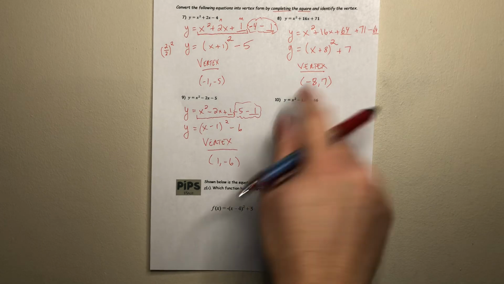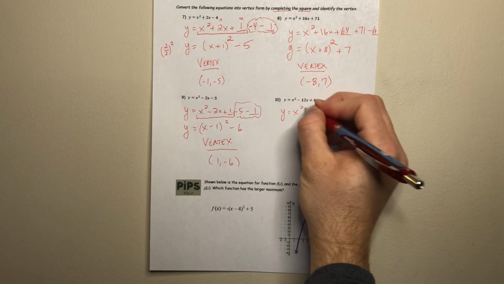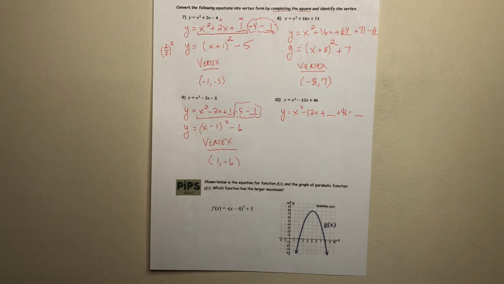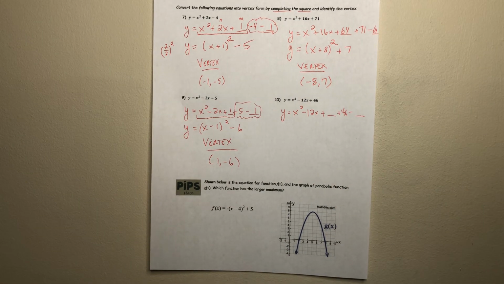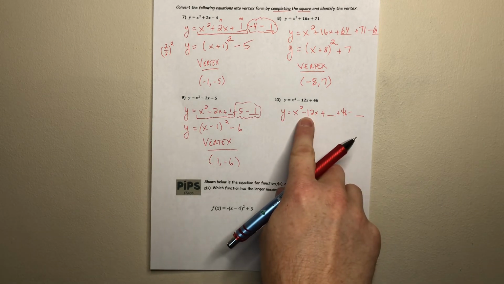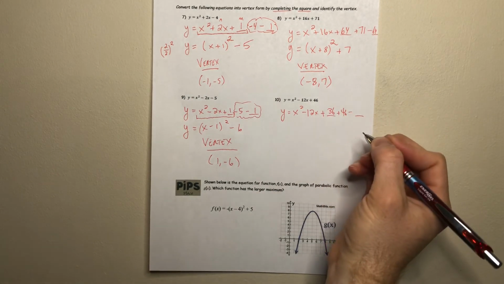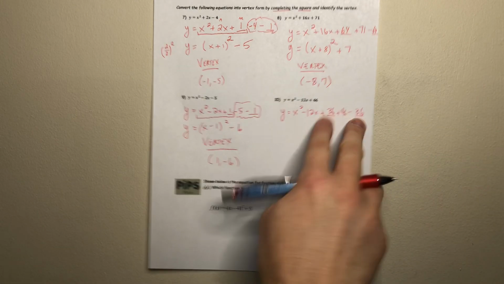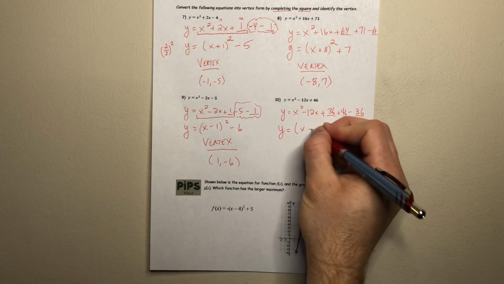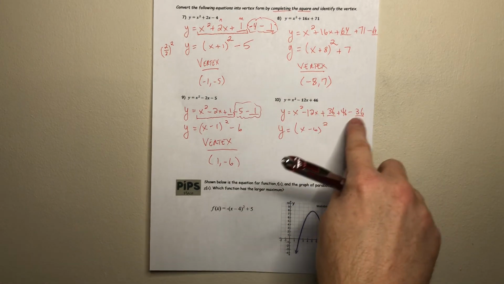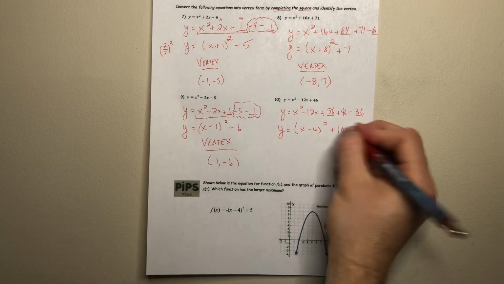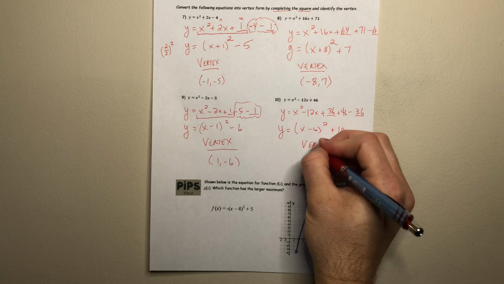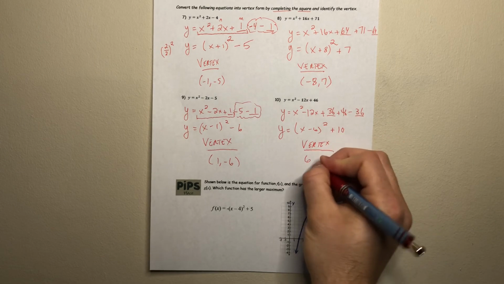And the last one is y equals x squared minus 12x plus something plus 46 minus something. Half of 12 is 6. 6 squared is 36, so that's my magic number. I'm going to add and subtract it so that essentially nothing is happening. And now I'm going to take x minus 6. I'm going to square it. 46 minus 36 is going to give me a 10. We are now in vertex form, so my vertex is (6, 10).